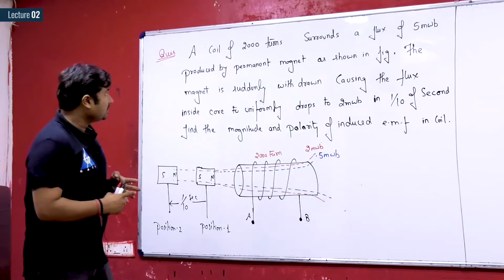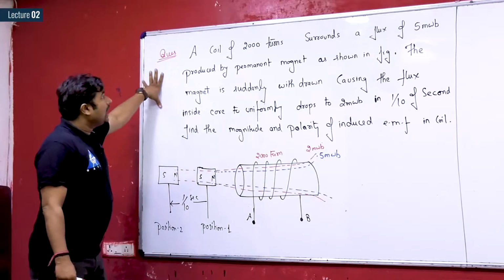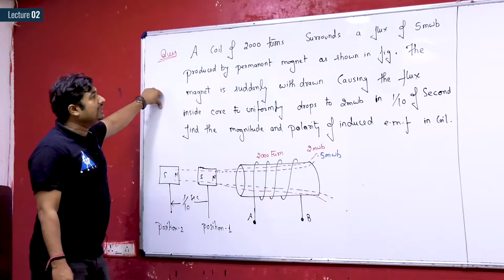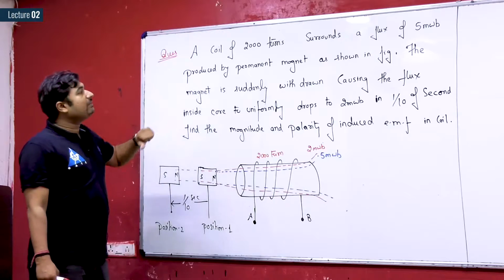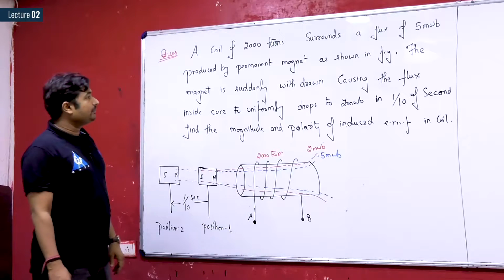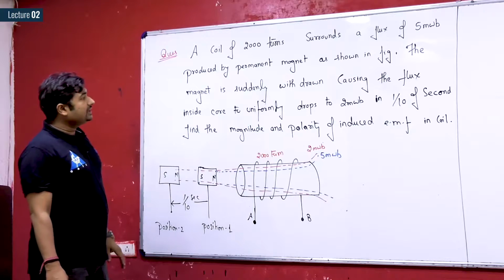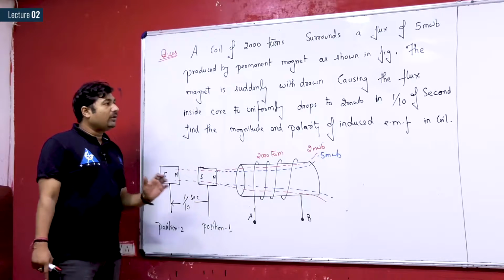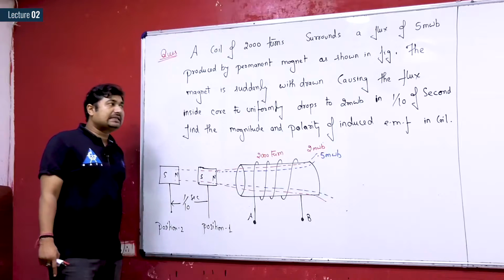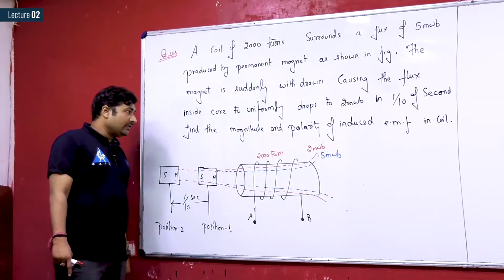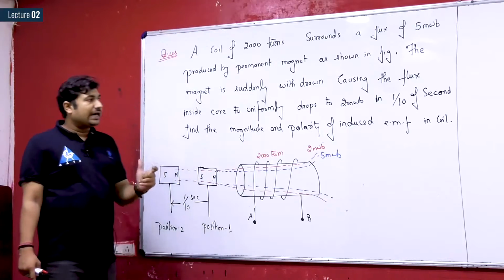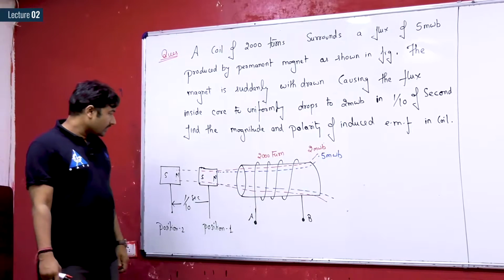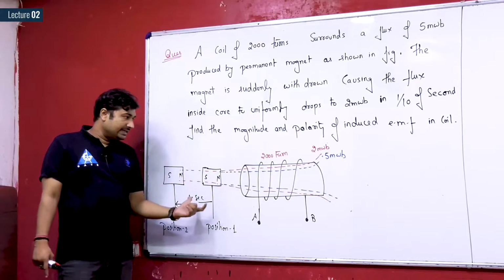Now please observe what is said in this question. A coil of 2000 turns surrounds a flux of 5 milliweber produced by a permanent magnet as shown in the figure. The magnet is suddenly withdrawn, causing the flux inside the core to uniformly drop to 2 milliweber in 1/10 of a second. Find the magnitude and the polarity of the induced EMF across the coil. So what they are explaining, please see.